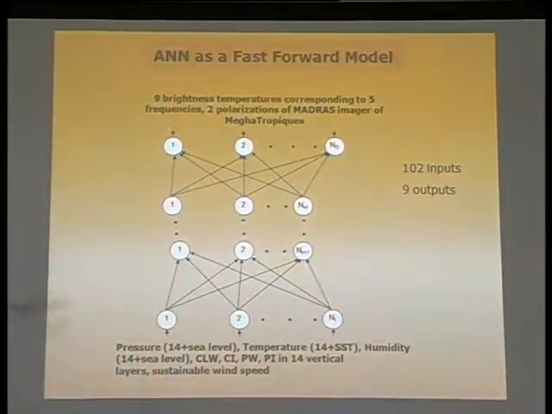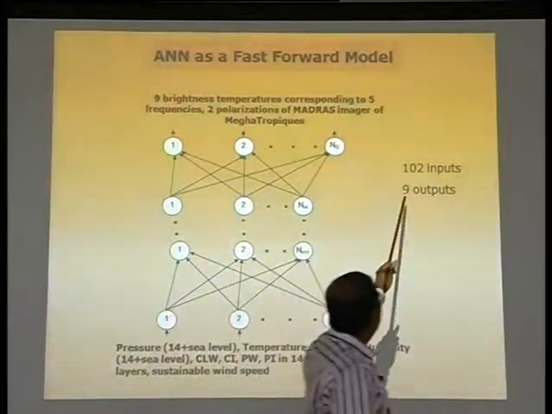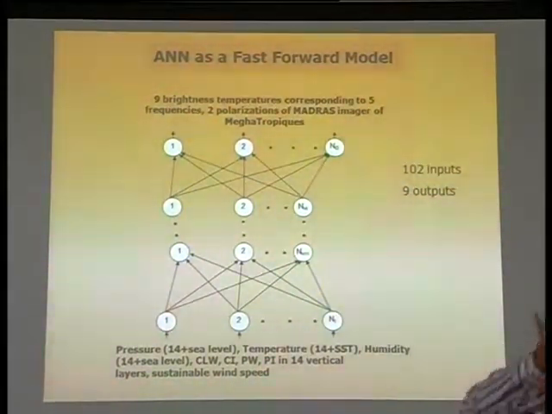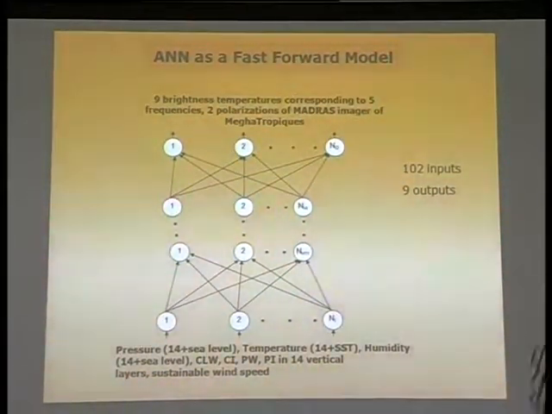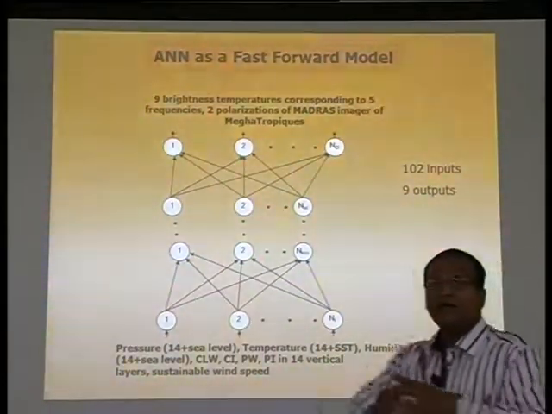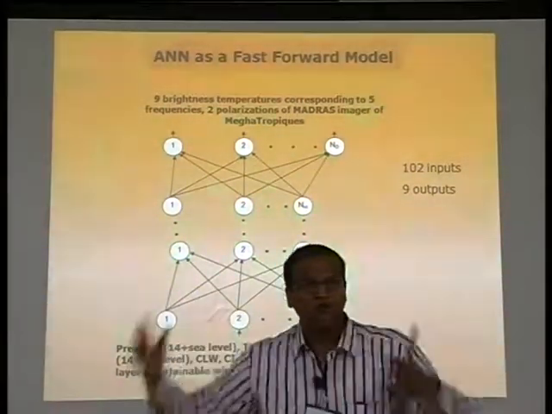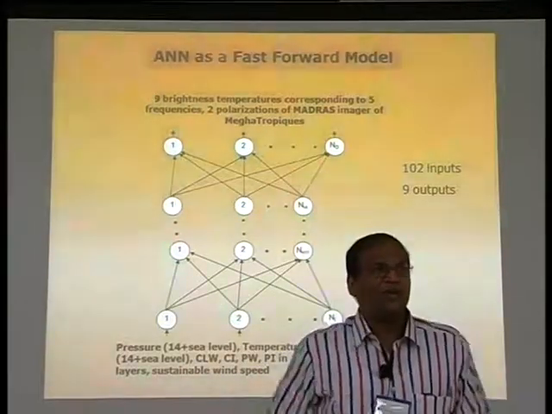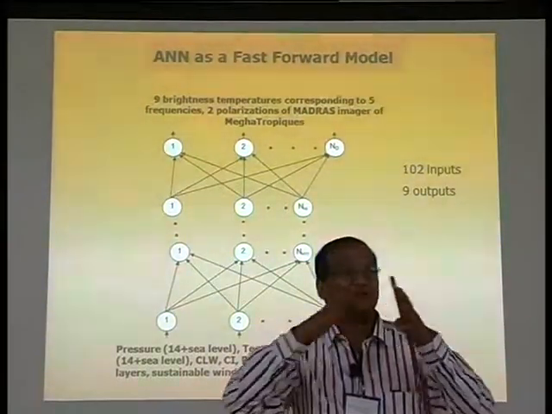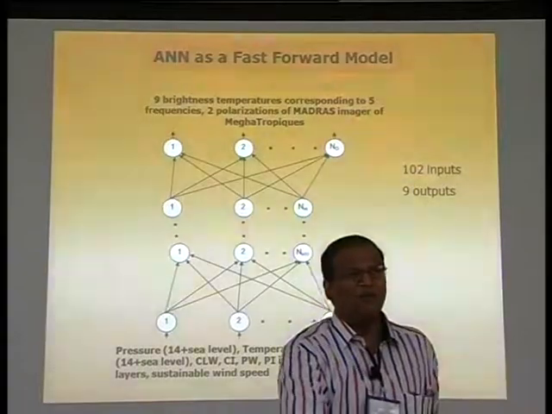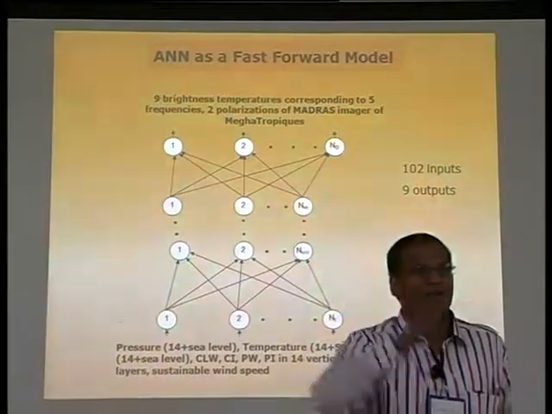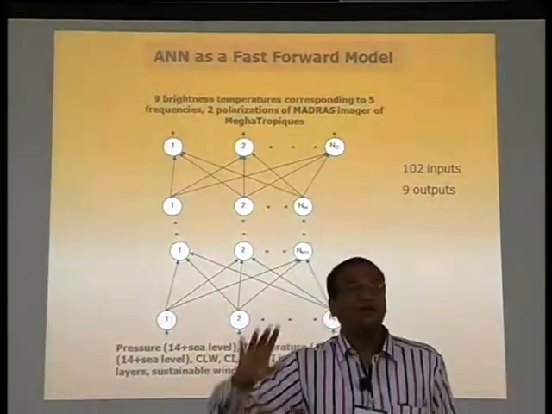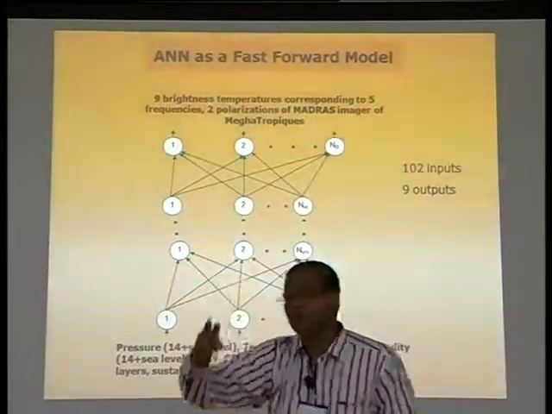So we gave 102 inputs and 9 outputs. After running this radiative transfer model and using the WRF prediction for so many cyclones, we have a huge database and we have trained a neural network which can be used as a black box. If you give the thermodynamic variables and the hydrometeor profiles, you will get the simulated brightness temperature, which is ready to be used in your assimilation.